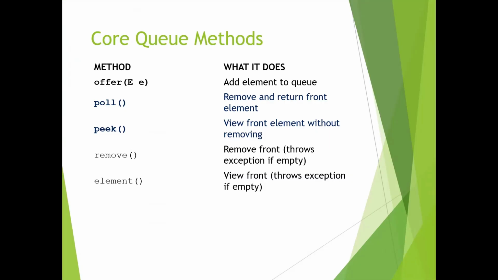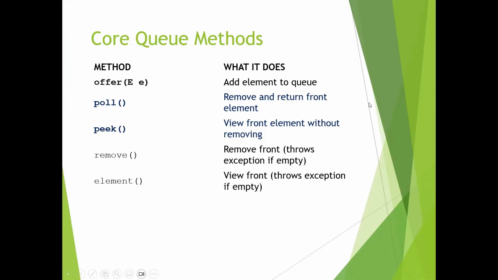Then, of course, there's the remove method, where just like in the list interface, you can remove an element. However, if the queue is empty, it will throw an exception. Element allows you to look at the element in front. So it's similar to peek, except that it throws an exception if it's empty.